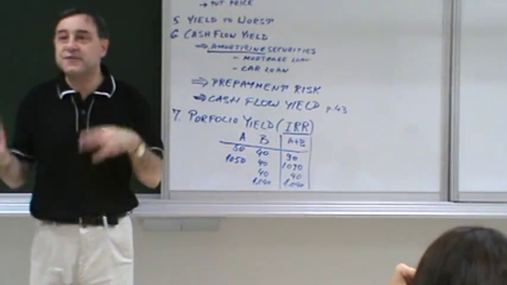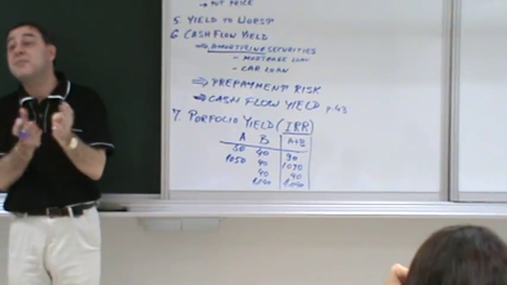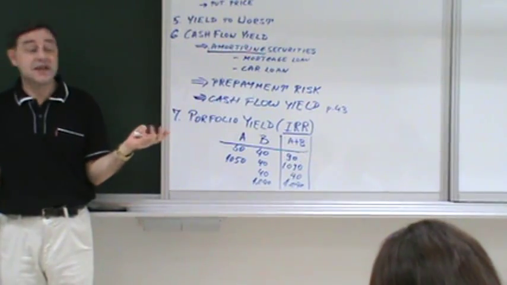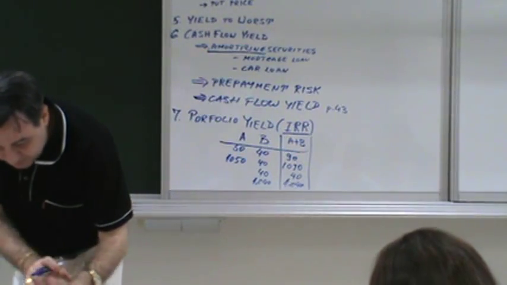If you have two bonds, 5 and 6, it doesn't mean that the average is going to be 5.5 or some average between them. Not necessarily true. The mathematics doesn't work that way. Okay, that's the portfolio yield.